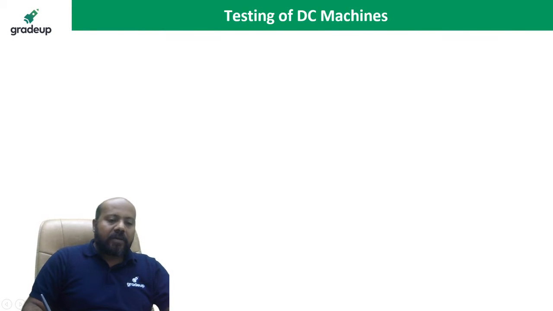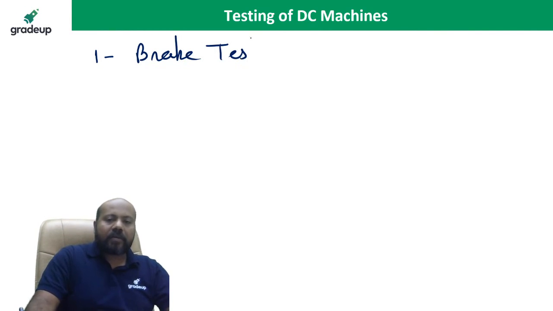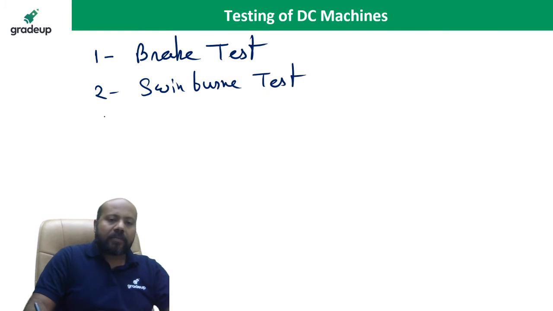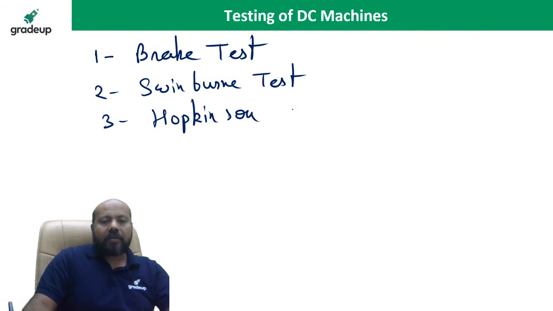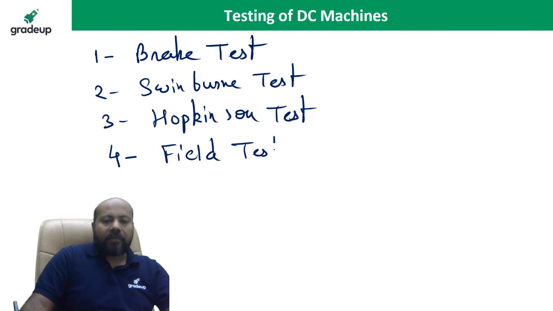Now, if you see the testing of DC machines, we have basically 5 methods. Number 1, brake test. Number 2, Swinburne test. Number 3, Hopkinson test. Number 4, field test. And number 5, retardation test.